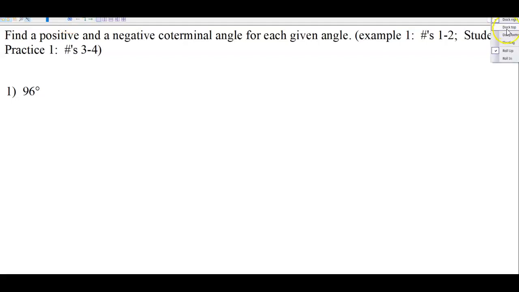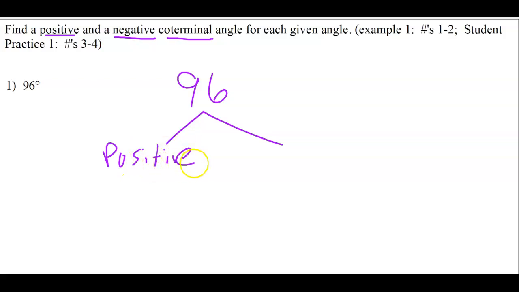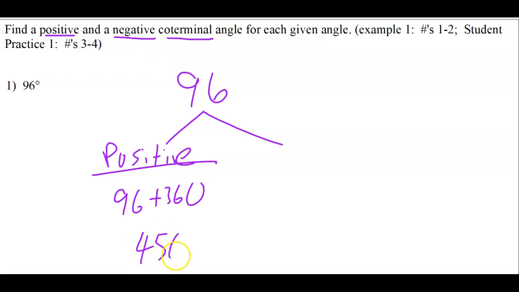Example 1 will be numbers 1 and 2 on this little worksheet that I've provided for you guys. So the directions say find a positive and a negative coterminal angle for each given angle. So we have 96. Now I can find a positive coterminal angle by adding 360 degrees to that. So 360 plus 96, what would that be? I believe that'd be 456 degrees. So 456 degrees would be in the same spot as a 96 degree angle. It's just that it had to go around one more time to get there.